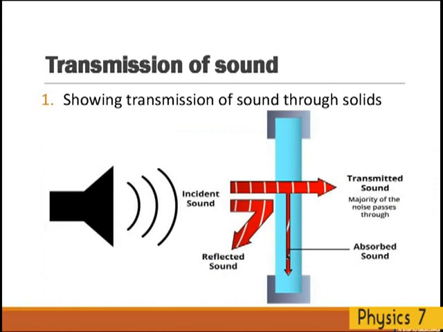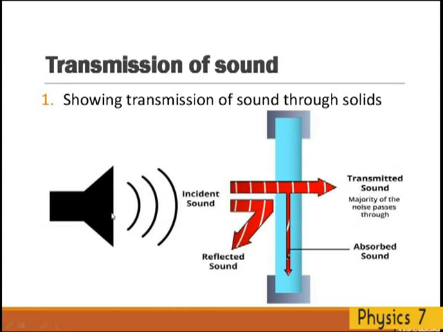Now you can also show quite easily that sound is transmitted through solids. And this shouldn't be much of a surprise to you. So for example, if we were to get a loudspeaker and place it the other side of a wall, and we were to stand at the other side of the wall, then you would still be able to hear sound coming through that wall. In other words, you will be able to hear transmitted sound.